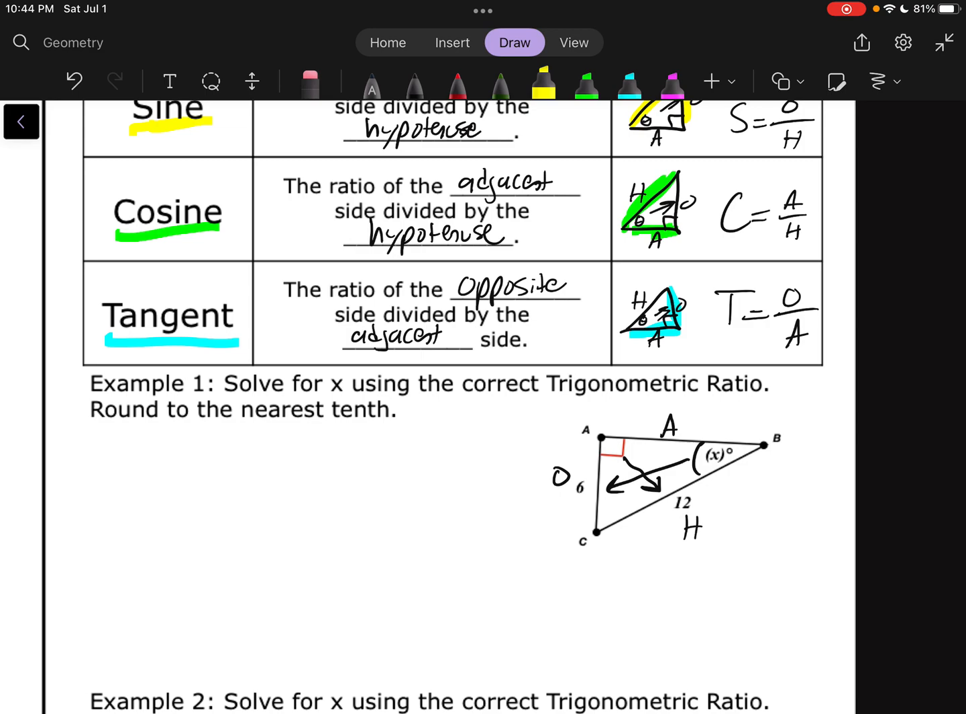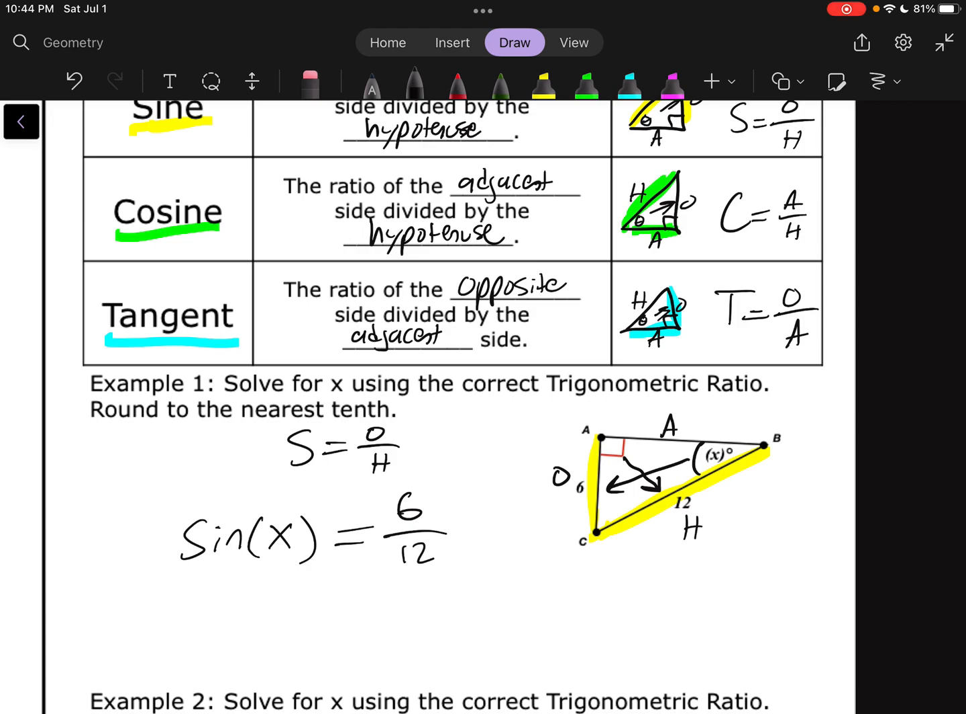Now we're going to take a look at which two sides we are using. So in this case, I notice that I've got the O and the H. O and H goes with sine, right? Sine is the one that uses those two sides. So let's write our equation here. Remember, inside those parentheses always goes the angle. This time that's the x. And sine, as I wrote up above, is defined as O over H. So in this case, that's 6 over 12.